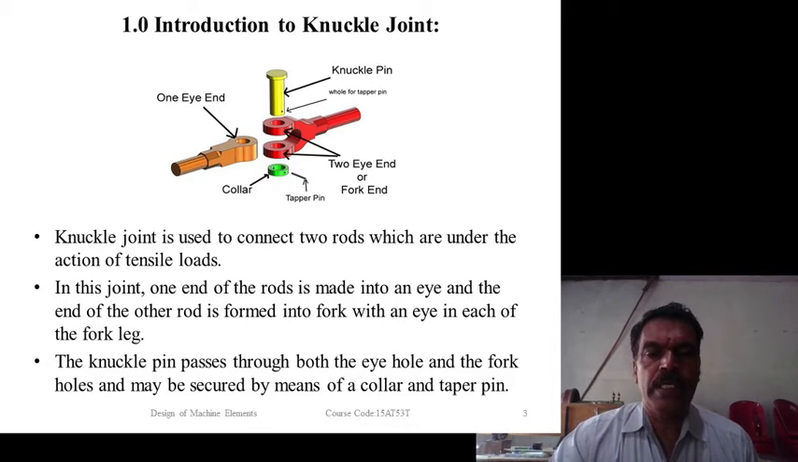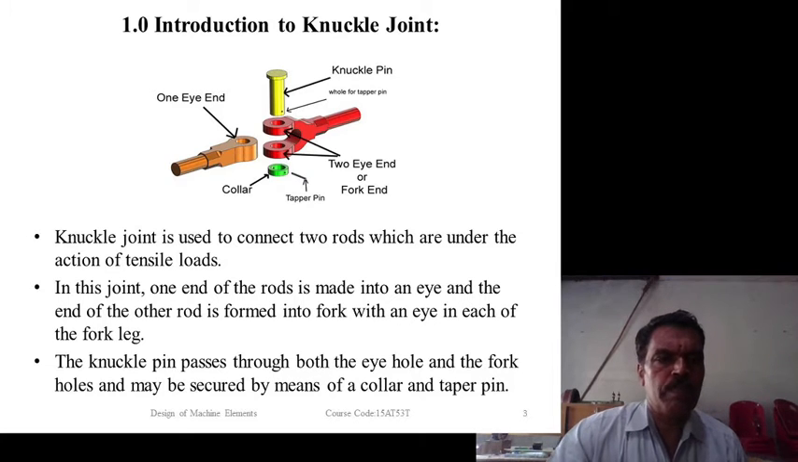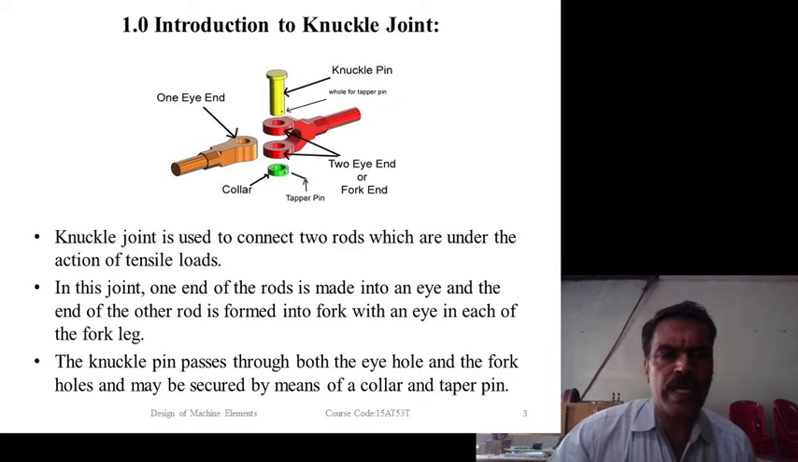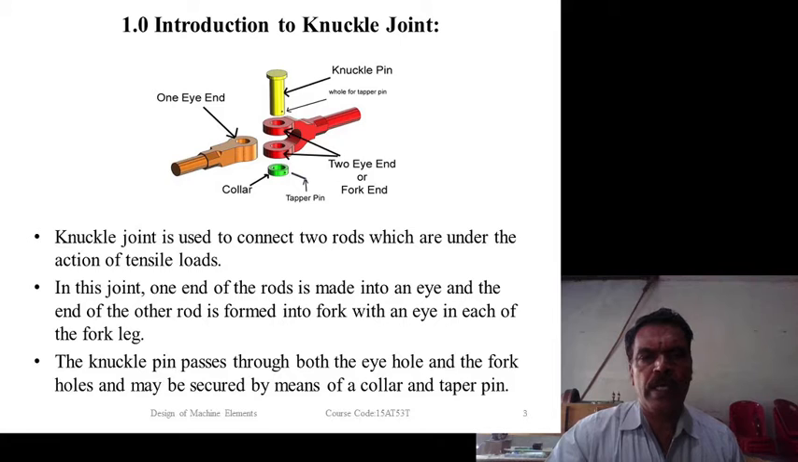The knuckle joint is only used for tensile load applications, not for compression loads. In this joint, one end of the rod is made into an eye end, and the end of the other rod is formed into the fork.